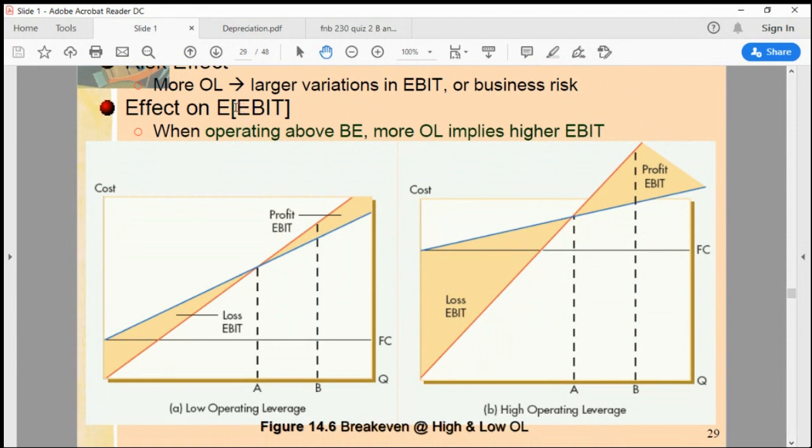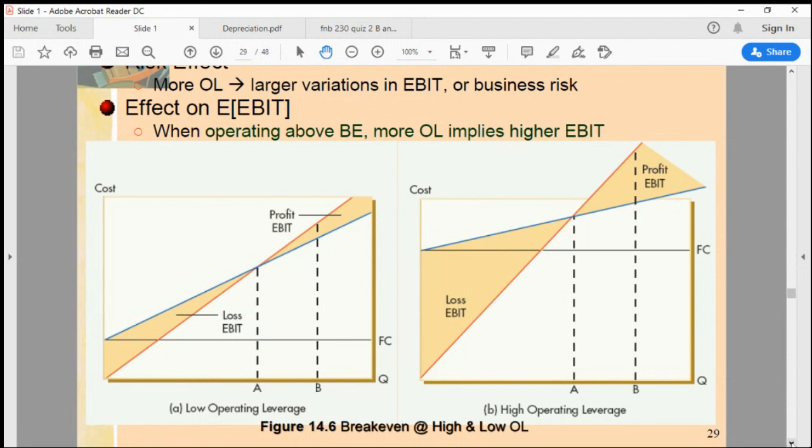Effect on expected EBIT. This is the expectations operator, in other words, the EBIT forecast, projected EBIT. When operating above the break-even point, more operating leverage implies higher EBIT. But below the break-even point, greater loss.